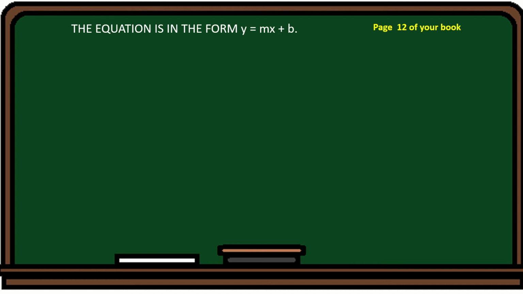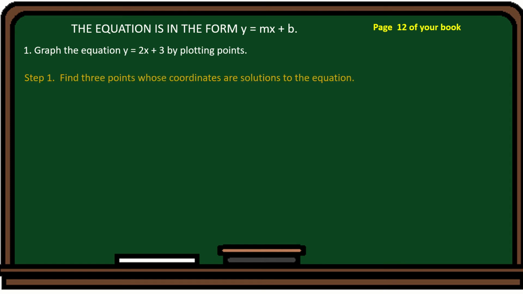So the equation in the form y equals mx plus b, where we graph the equation y equals 2x plus 3 by plotting points. Step 1. Find 3 points whose coordinates are solutions to the equation. So we'll now solve for the points. In this case, you will be the one to give points in your coordinates.